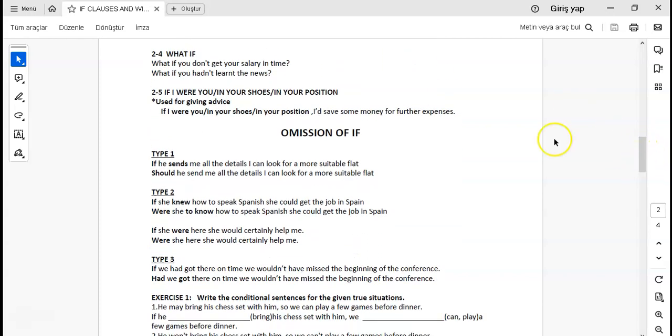And so if I were you, if you're giving advice to someone, you use these structures and you mostly encounter them in daily colloquial expressions. And so if I were you, exchanges as well. If I were you, if I were in your shoes, or if I were in your position, we use them to give advice. For example, we can say if I were you, or if I were in your shoes, or if I were in your position, I would save some money for further expenses.